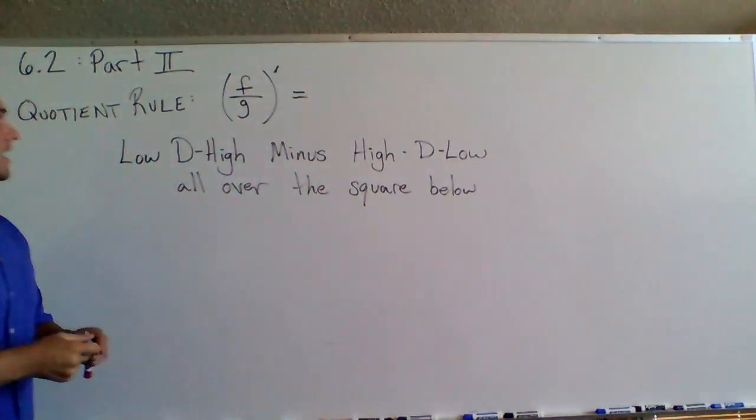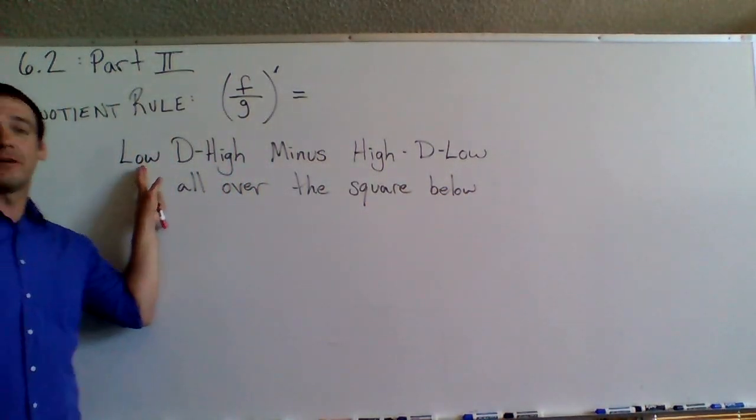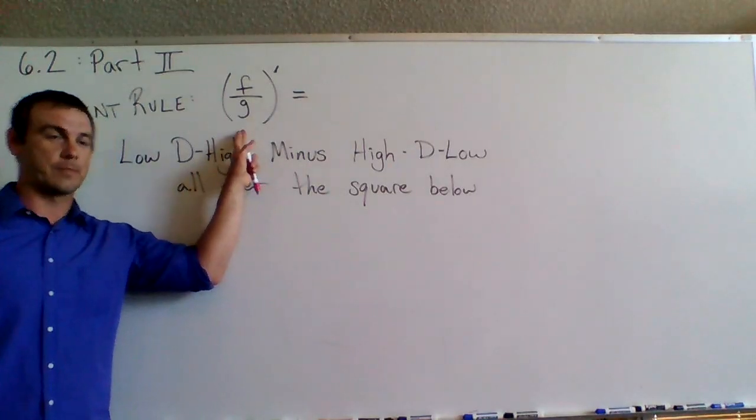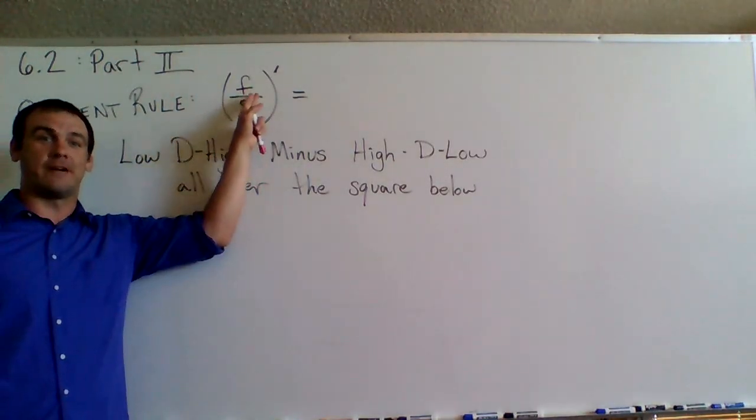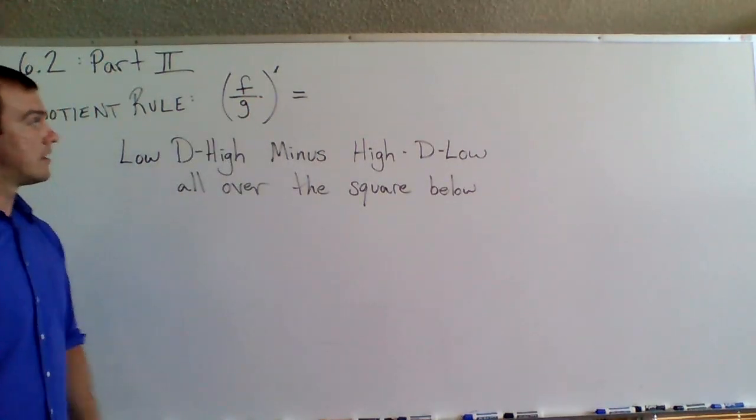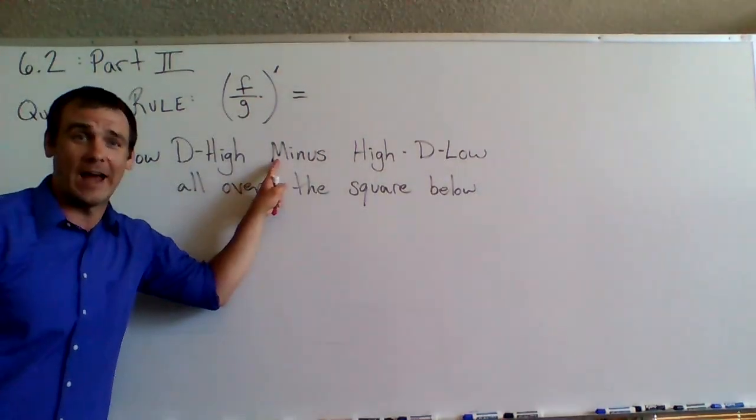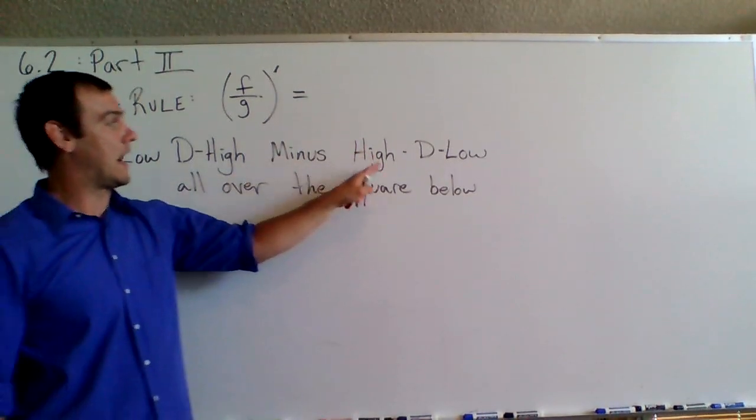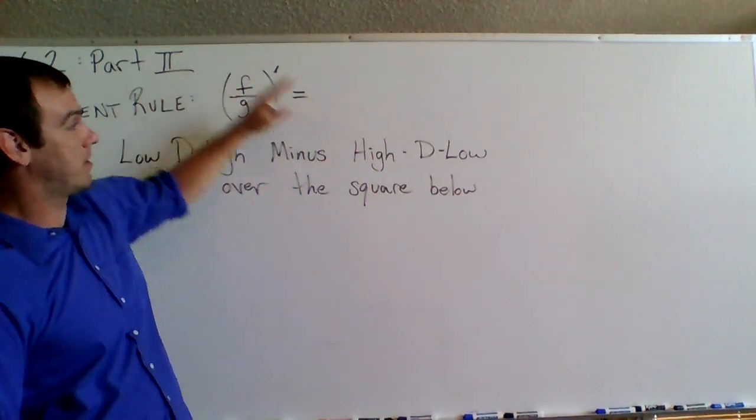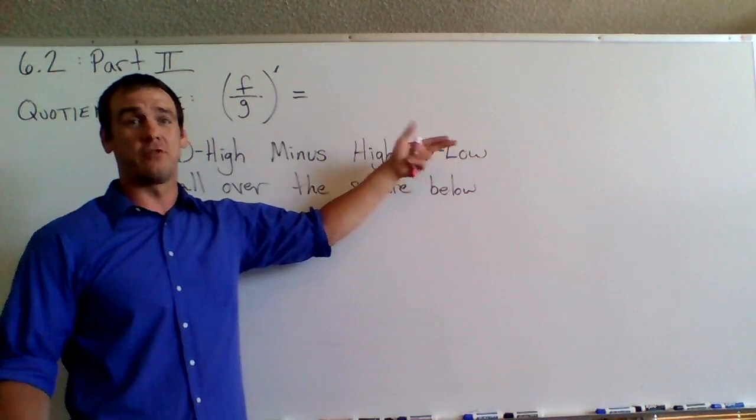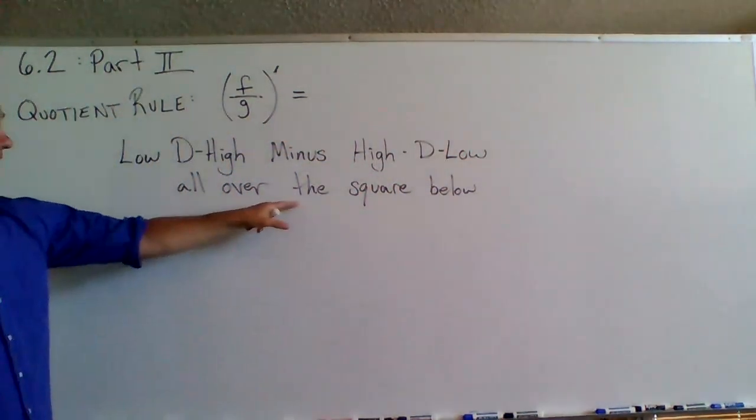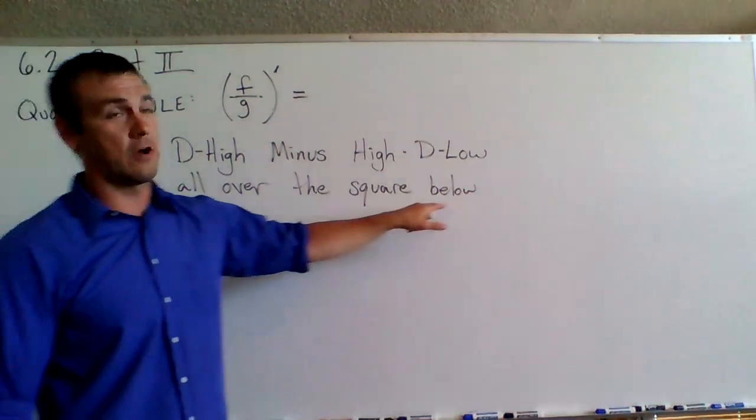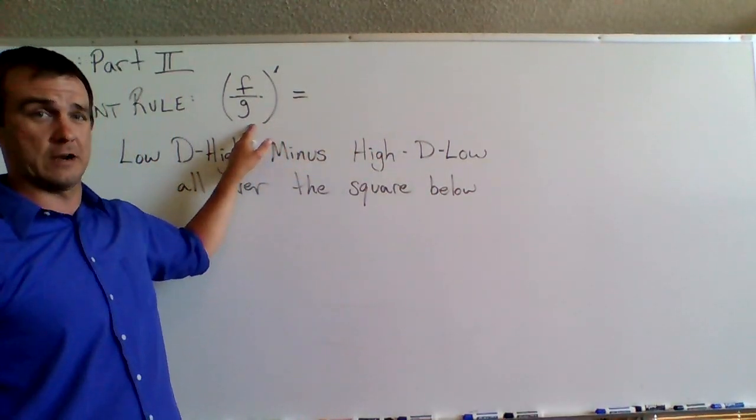Alright, so guys, when I say low, I'm just referring to the bottom function. When I say d high, I'm referring to the derivative of the top function. Minus means subtract. High is going to be the top function. D low is going to be the derivative of the bottom one. All over the square below, it's just going to be my bottom function squared.